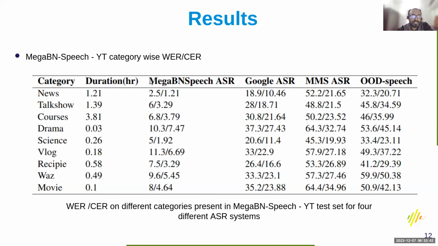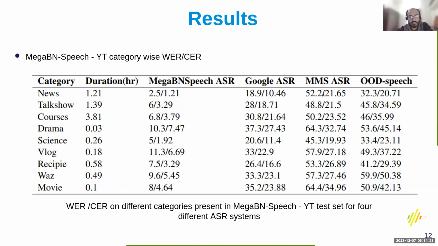The next table is actually the categorical distribution on our YouTube test set. Our training dataset only has 4 major categories, but during the preparation of the test set, the collected videos are very recent, and there are more categories, like 9 categories. We found that for all categories, our model provides lower word error rate and character error rate than other models.